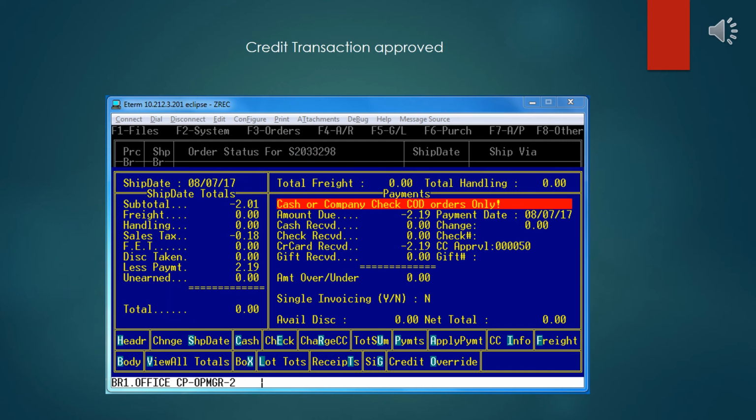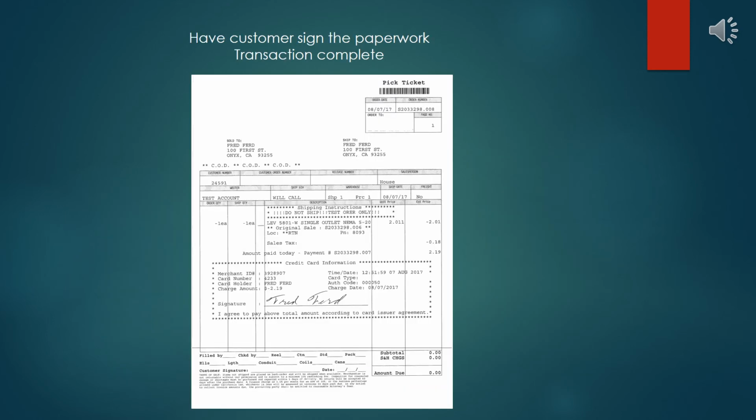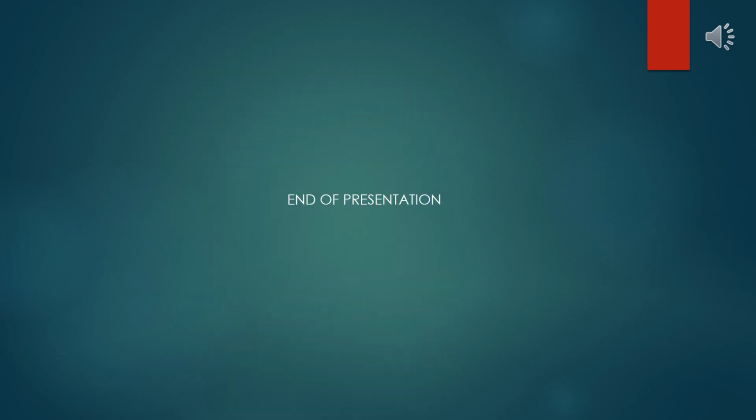And the transaction is completed with the approval number and the balance of 0. The credit card transaction information will print on the paperwork, have the customer sign our copy, and that completes the credit to the credit card. And this completes the presentation on Vantiv Element credit card processing in Eterm.